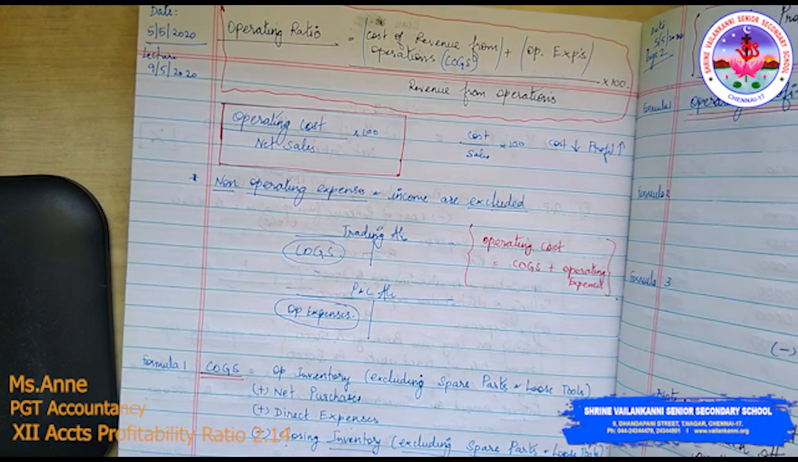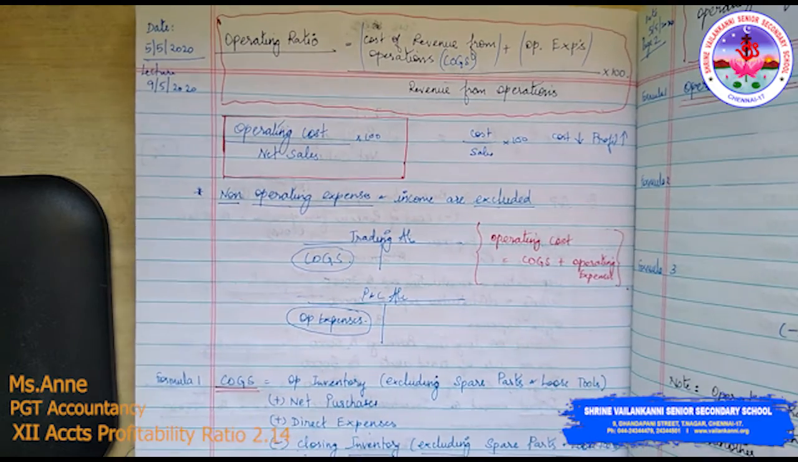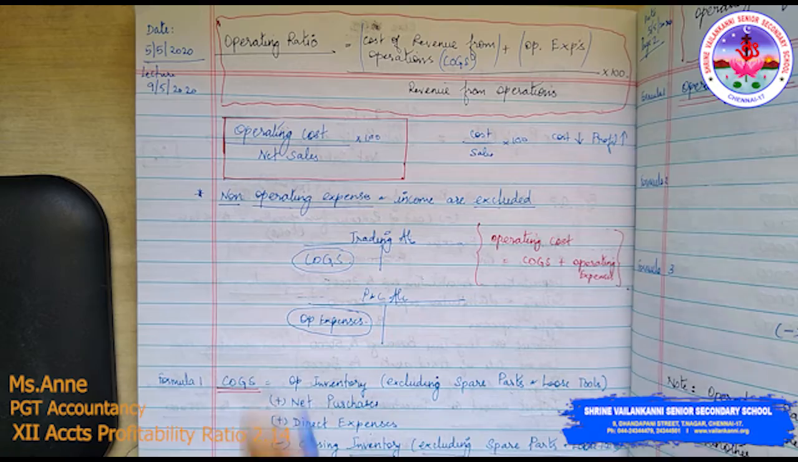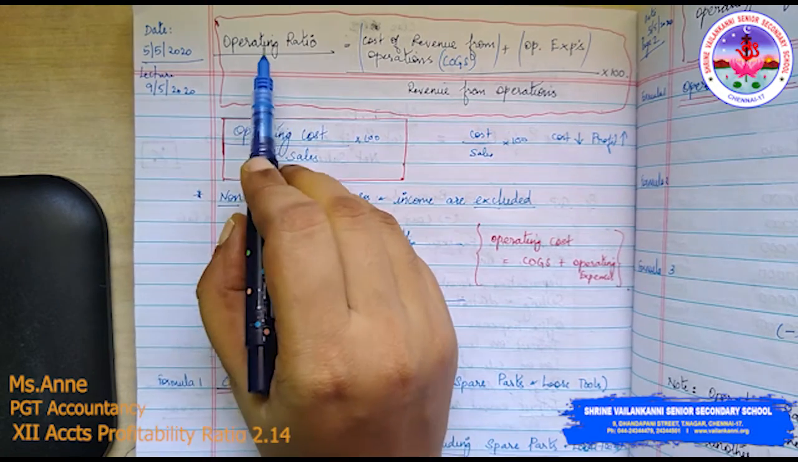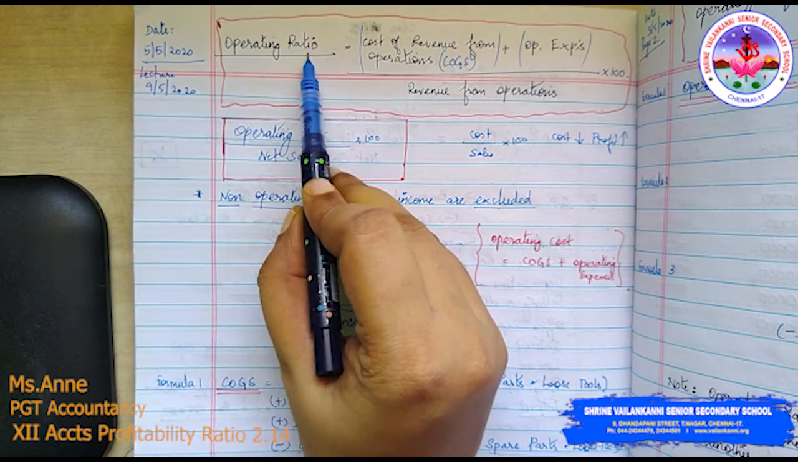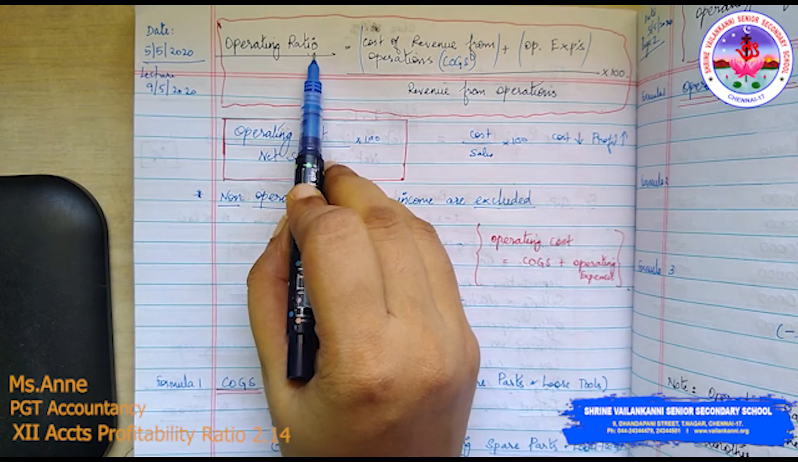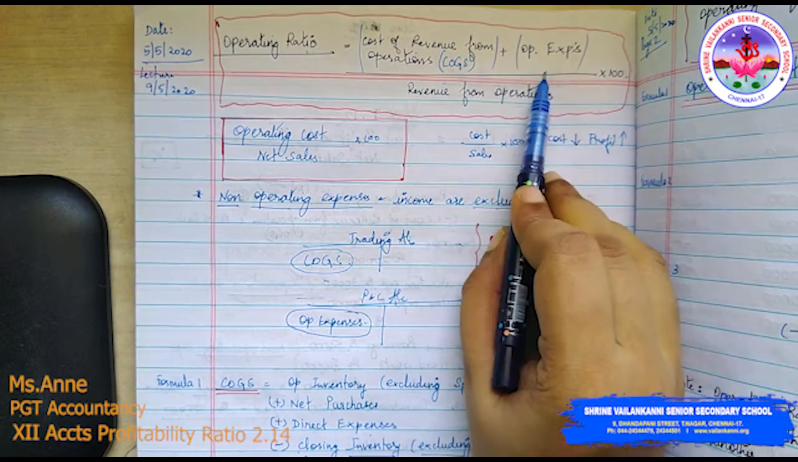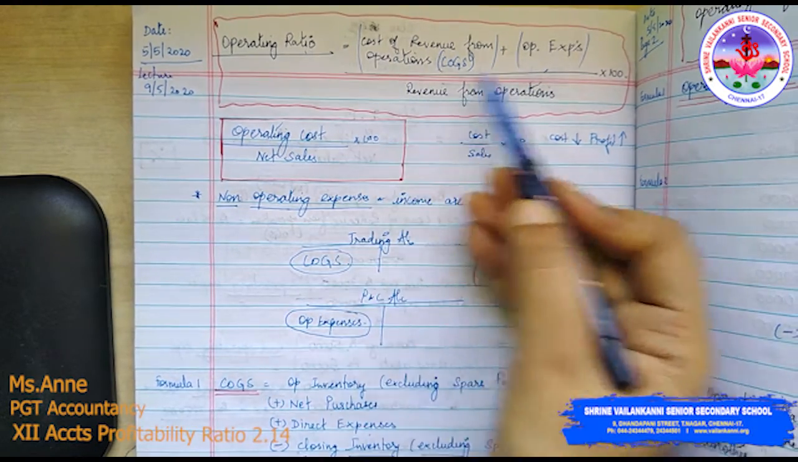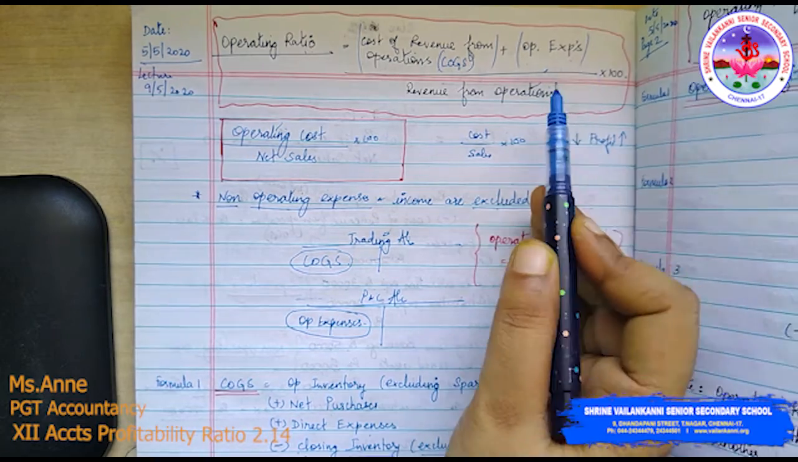I hope that this formula is clear. I will give you one trick to remember this. Operating ratio has two words, so you have two things on the top: cost of revenue from operation, which is cost of goods sold, plus operating expenses.